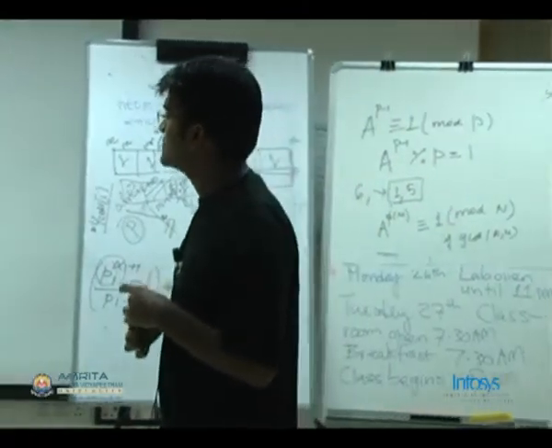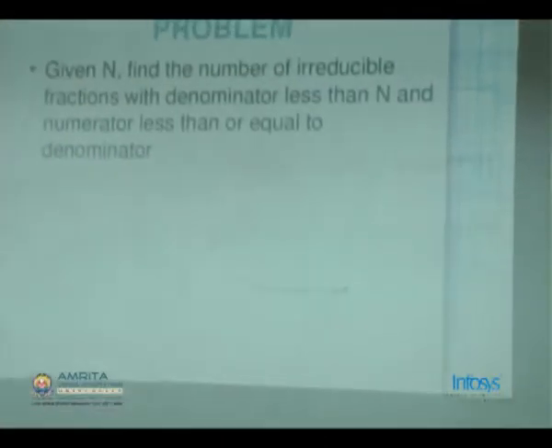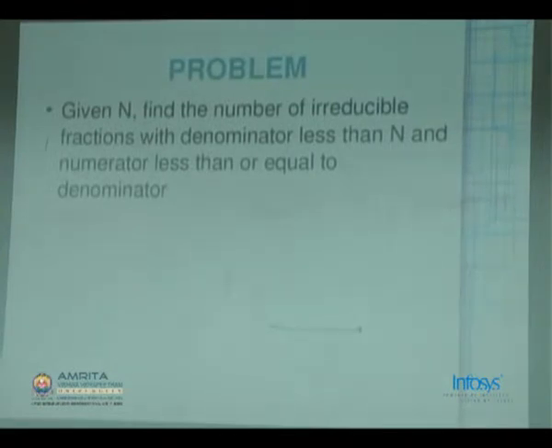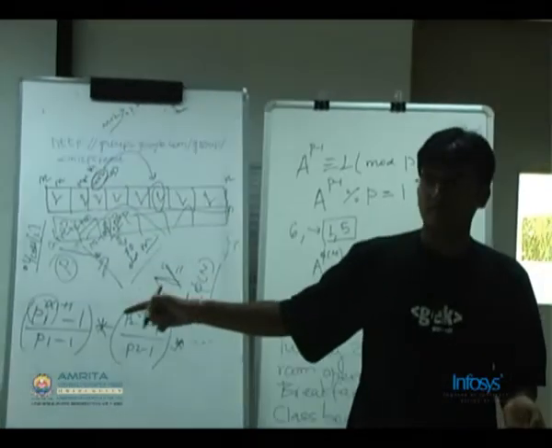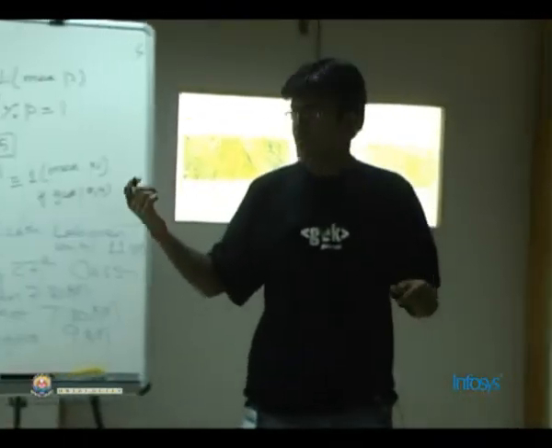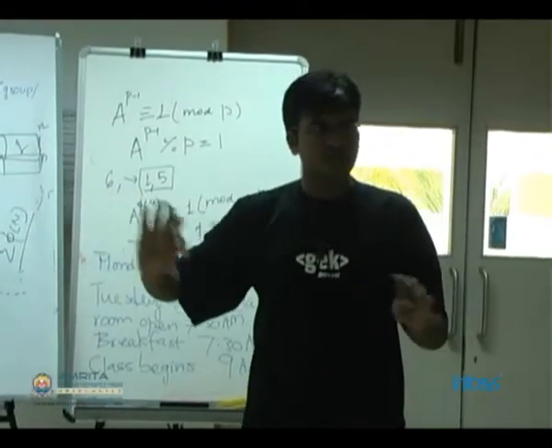Anyhow, the question that I asked: given n, find the number of irreducible fractions with denominators less than n, numerator less than or equal to denominator. So as you said, for this question we need to consider every number, and for every number we need to know what is phi n for that number. So if I know phi n for that number, my answer would be the summation of phi n. Is this part clear? Or does anyone have any doubt with this part? The answer for this question would be the summation of phi n. This is right, alright? Fine.